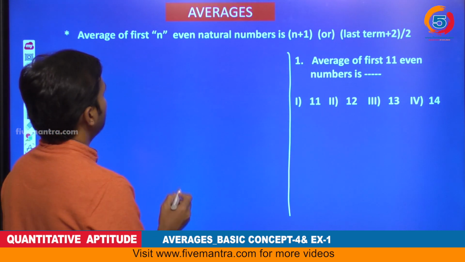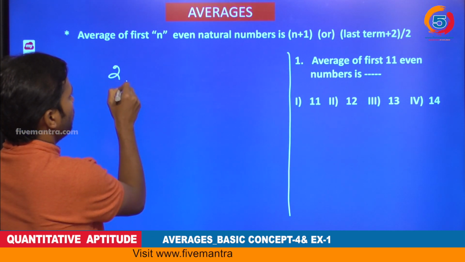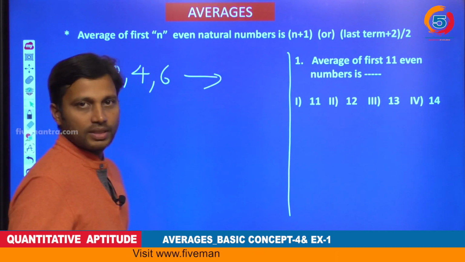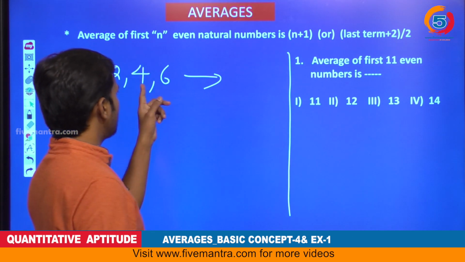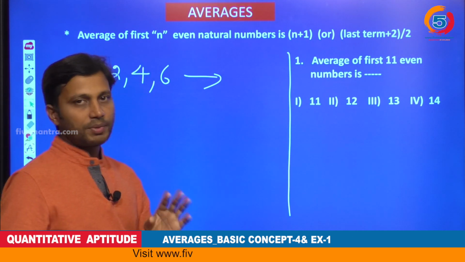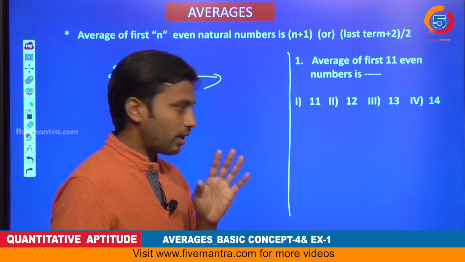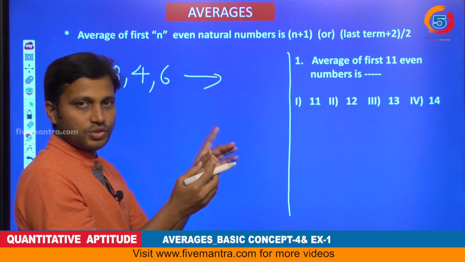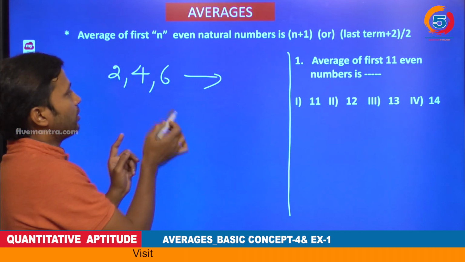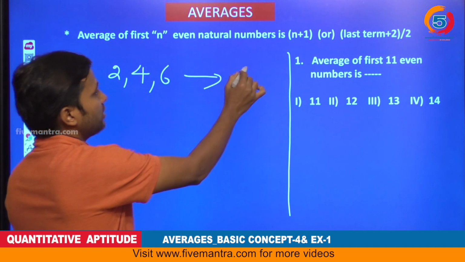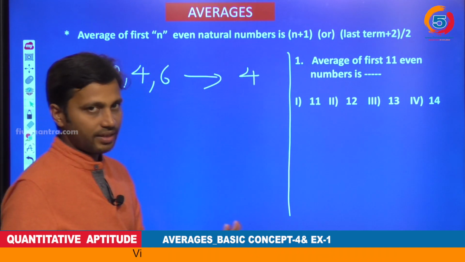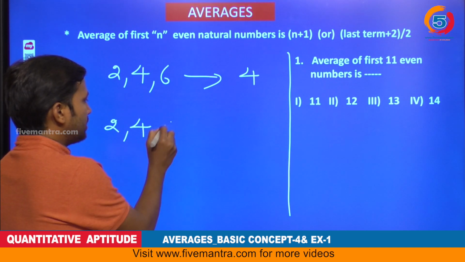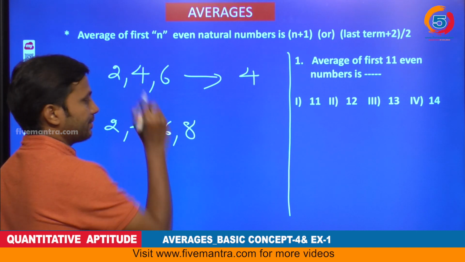Here, if you take 2, 4 and 6, what is the average of these terms? You can add all these numbers: 2 plus 4 is 6, 6 plus 6 would be 12, 12 by 3 would be 4. Otherwise, all the terms are consecutive even numbers, so the differences are equal, and with an odd number of terms, the middle term is the average, so it is 4. Clear? Next, 2, 4, 6, 8.